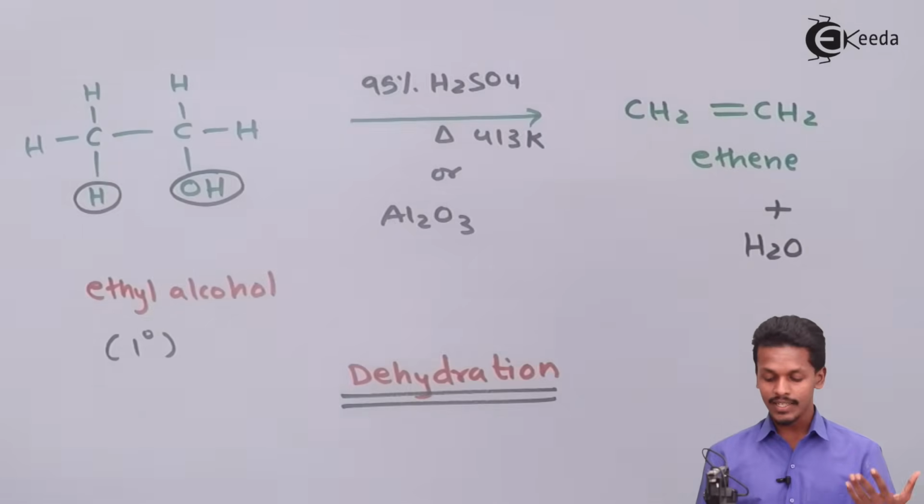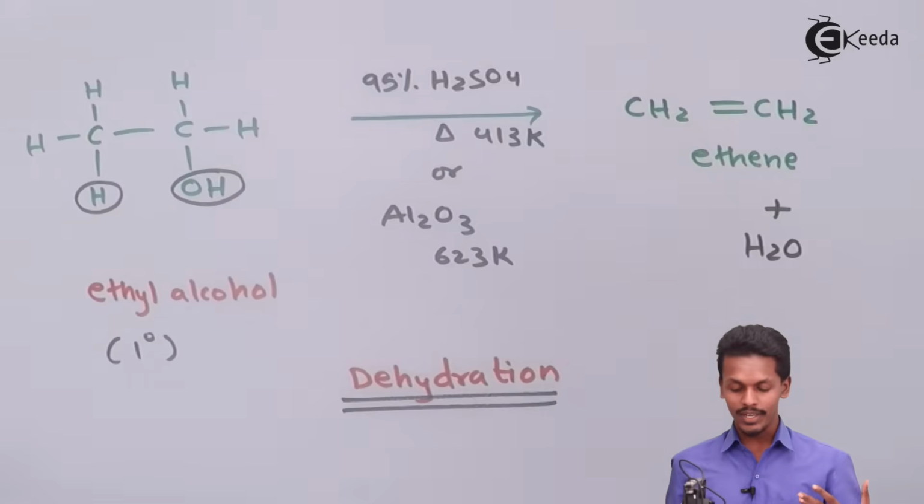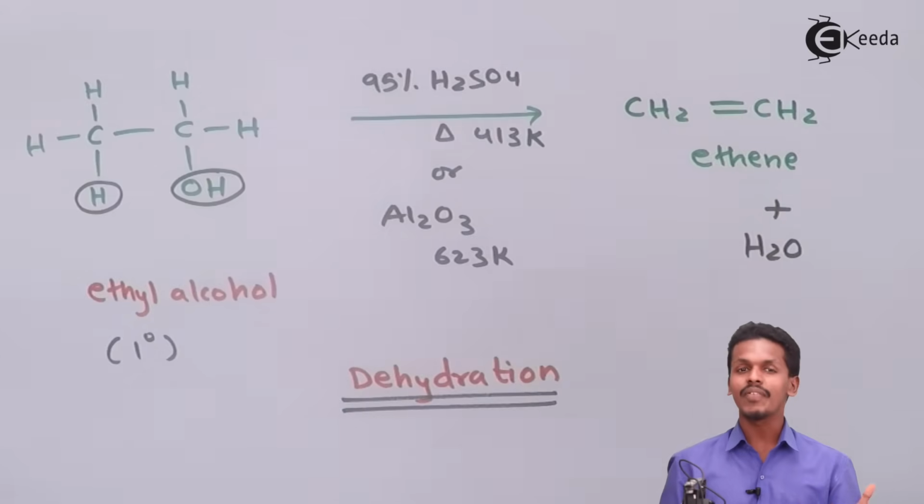Talking about the other catalyst, that is Al2O3, or alumina. Even alumina can be used, but the temperature required in this process is 623 Kelvin. Now let me talk about the case where we have converted an alcohol into an ethene, that is an alkene, using Al2O3. There are 2 different phases and 2 different conditions that we are going to use.